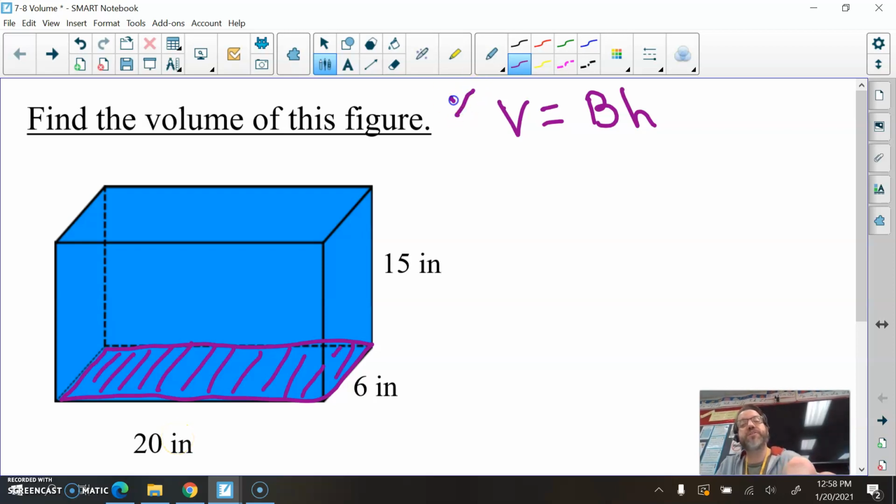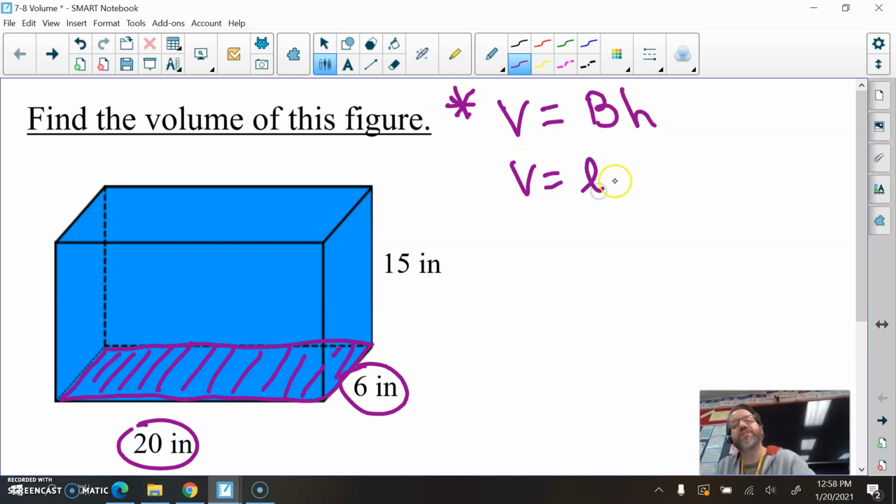And so here's our formula. And to find the area of the base, since it's a rectangle, we just take the length here times the width here of that rectangle. So to find the area of the base, I'll take length times width. And then once I have that, I will multiply by the height of the entire rectangular prism. So volume equals length times width times height in this case.